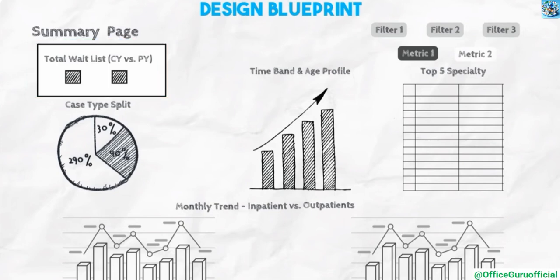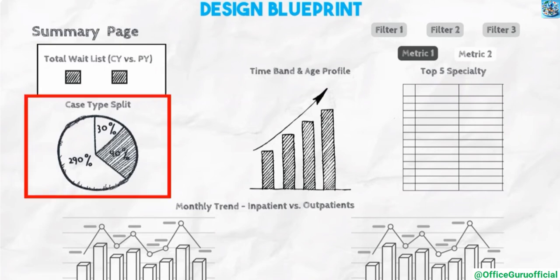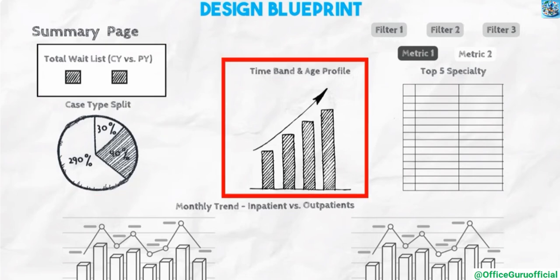Then I would need a section in the middle which will highlight average waiting list for multiple attributes. For example, I would need a pie chart showing a bifurcation between outpatient, inpatient and day cases waiting list. Also, I would need a column chart of some kind which will showcase the relationship between the age profile and the time band.